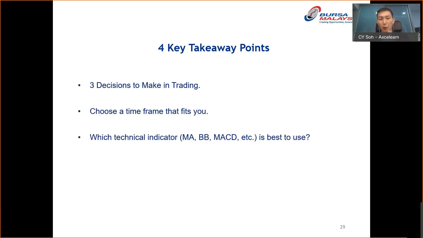The third thing is which trading indicator is best to use. As I have just highlighted, each indicator has its best performance depending on the time, and different indicators perform differently according to time as well. And which one, in fact, is best to use actually depends on your personal choice.